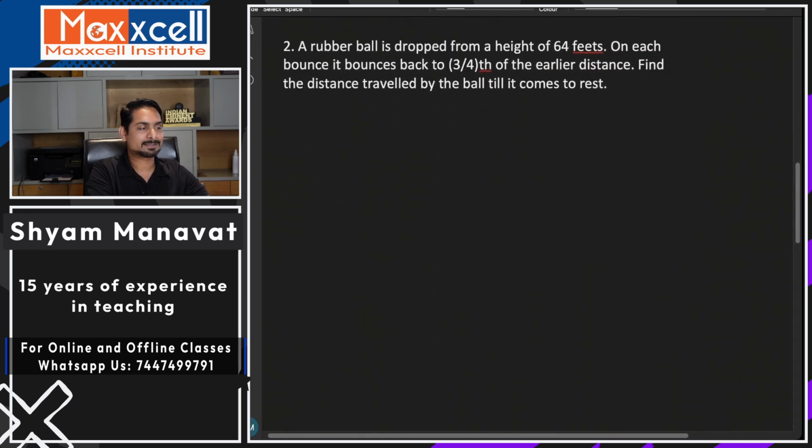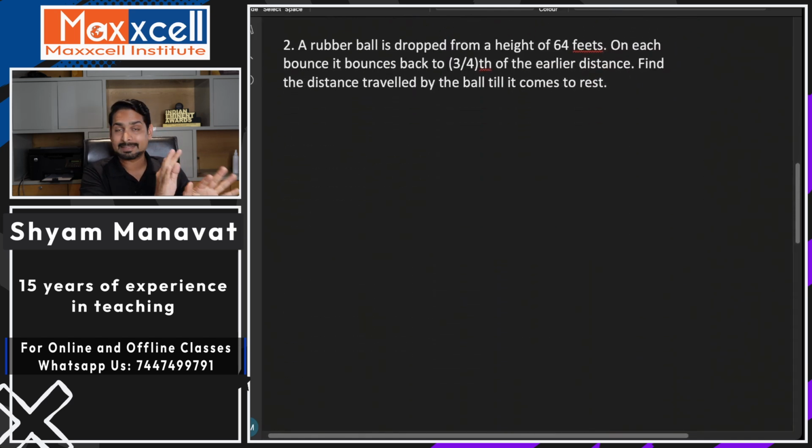The next question is quite interesting. The formula is the same, sum of infinite for geometric progression. You can pause this video, look at the question and try attempting it by yourself. The question says a rubber ball is dropped from a height of 64 feet. So let's say here, a rubber ball is dropped from 64 feet. On each bounce, it goes up to 3/4 of the earlier distance.